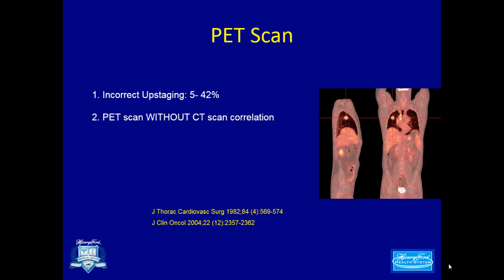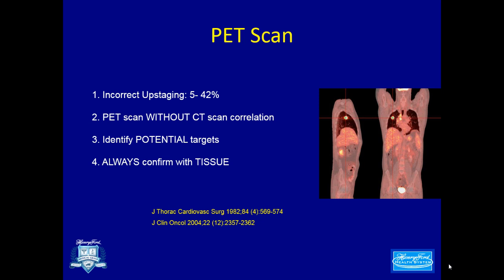PET scan can also find, without a CT scan correlation, and I'm sure that you've seen this before, lesions in the trachea that pretty much end up being just mucus sitting on the trachea or in the airways, and they show up as hypermetabolic. What PET scan really should be used for is to identify potential targets, not necessarily to help with the staging of the patient, but potential targets that you definitely will have to confirm with tissue sampling.